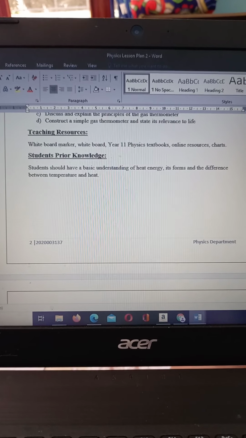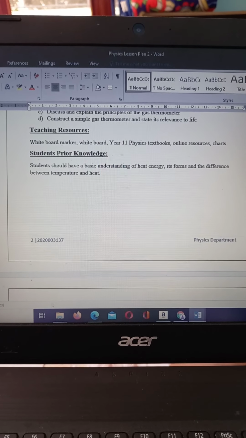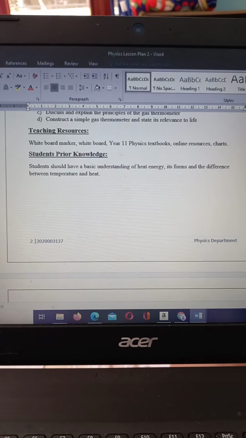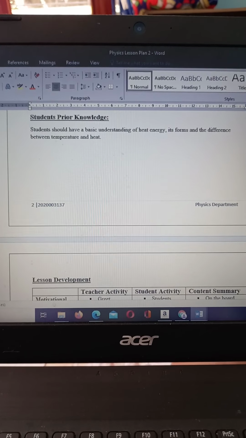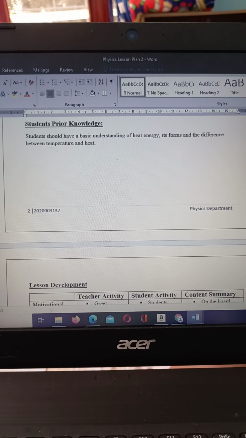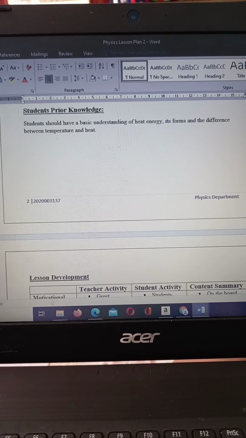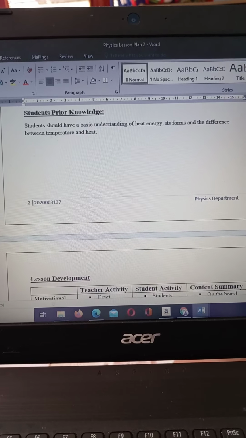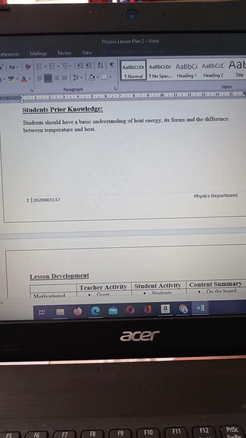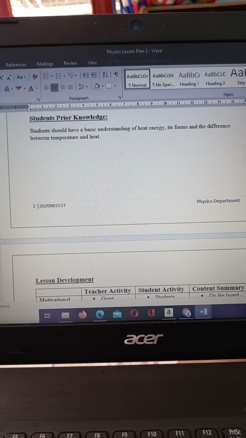My teaching resources are whiteboard marker, whiteboard, the Form 5 physics textbook, online resources, and charts. For students' prior knowledge, students before coming into this class should have a basic understanding of heat energy, its forms and the differences between temperature and heat.